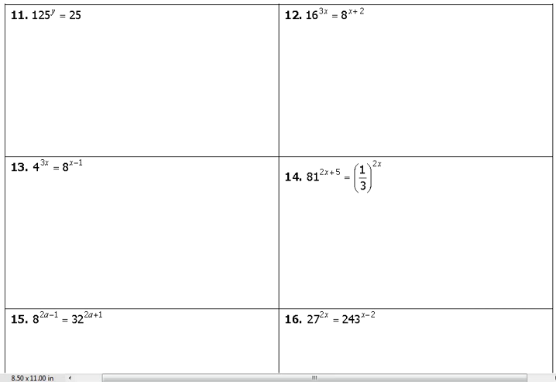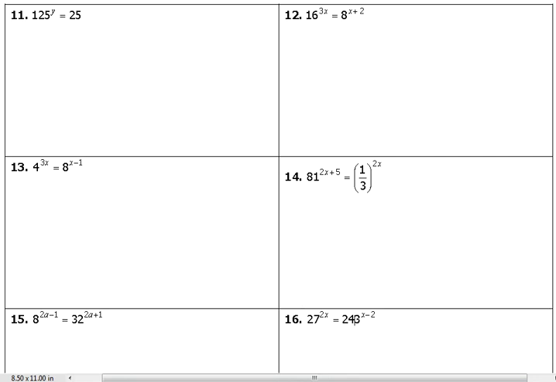The ones on the back here, if we look at them, let's see, our number 11, we've got 125 on the left side, and we have 25 on the right side. Unfortunately, 125 is not a power of 25, okay? Because if we square 25, I think it's like 225, I think.